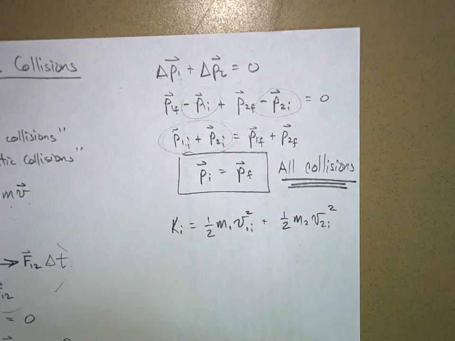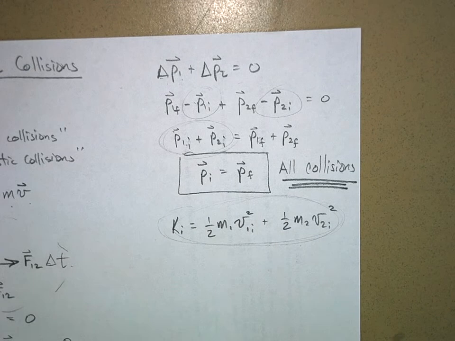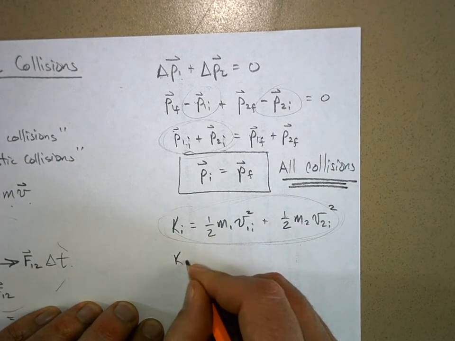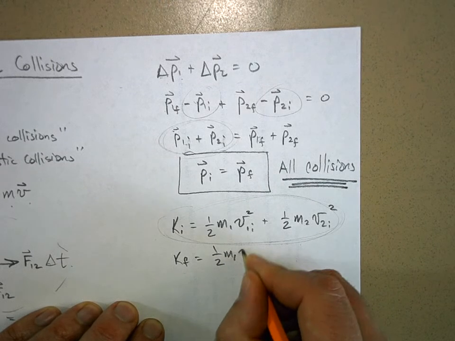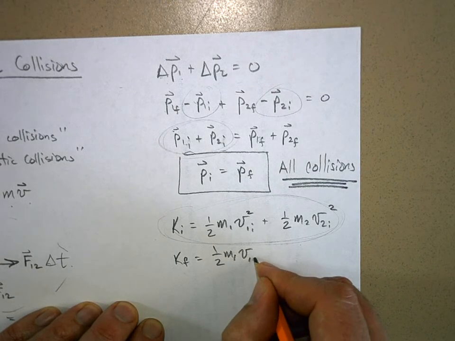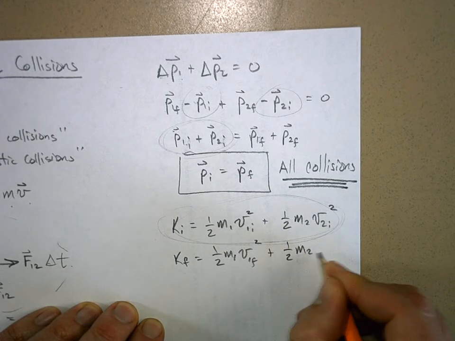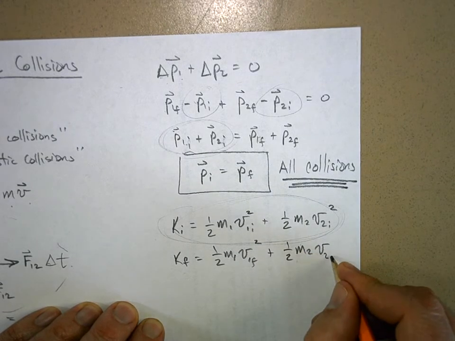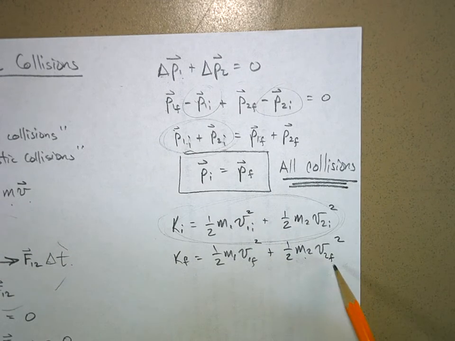And I can do the same thing for K final. So K final equals 1/2 the mass of the first object times its final velocity squared, plus 1/2 the mass of the second object times its final velocity squared. So this is kind of messy.